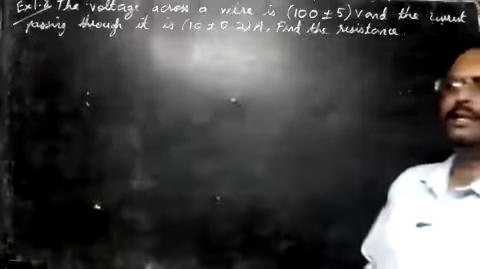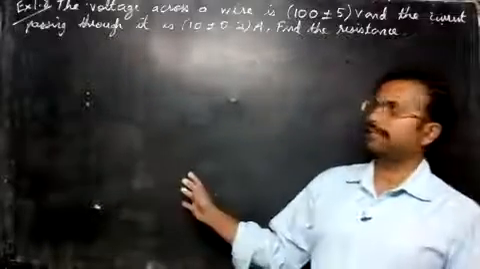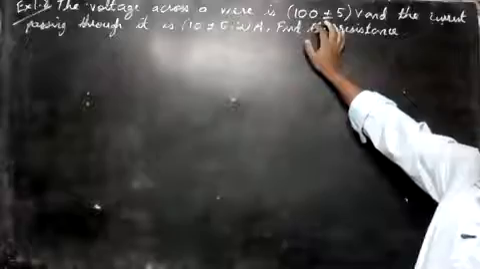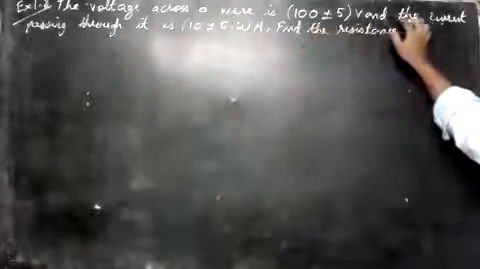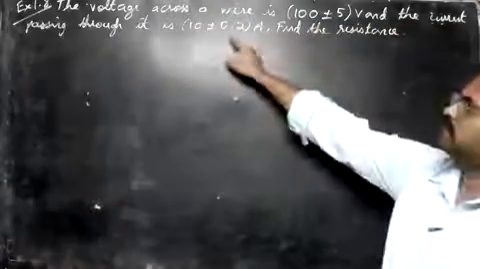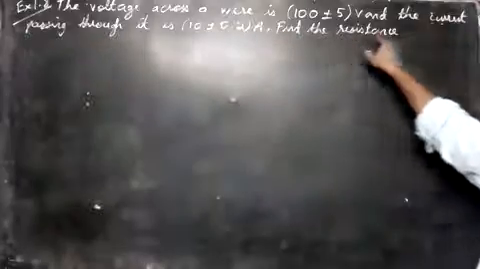Let us now go to example 1.8. Let me read the sum for you. The voltage across a wire is 100 plus or minus 5 volts, and the current passing through it is 10 plus or minus 0.2 amperes. Find the resistance of the wire.